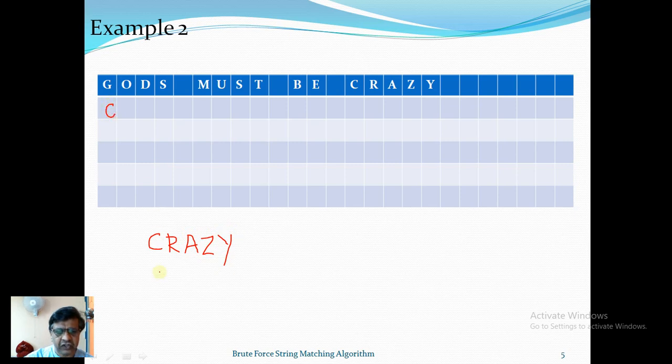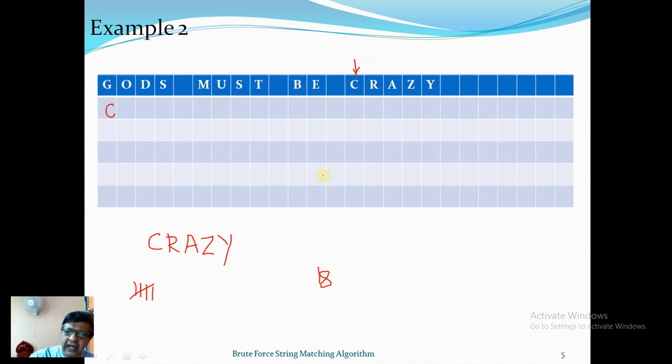C, mismatch, so 1 comparison. It moves over here, mismatch. Second mismatch, third mismatch, fourth one, here also it's a mismatch, fifth one. 5 comparisons, 6, 7, 8, 9, 10, 11, 12, 13, 14, 15, 16, 17, 18. By the time you find "crazy" here, 18 comparisons would have taken place, and the algorithm will return the location where the C is seated in the text.